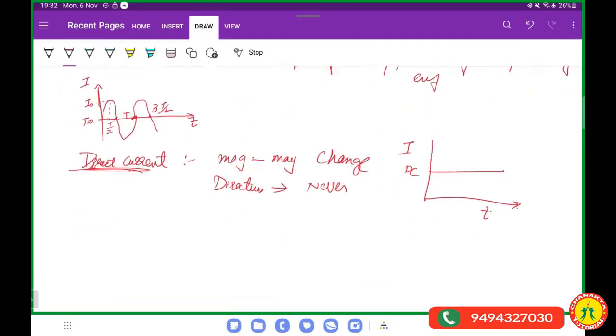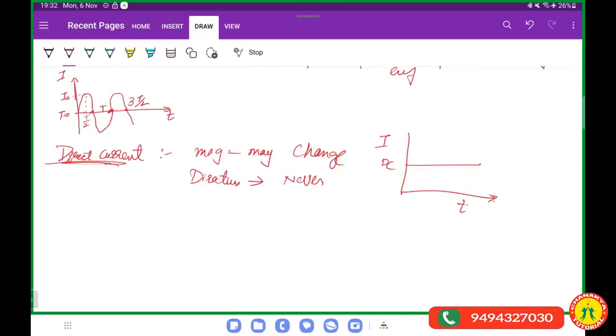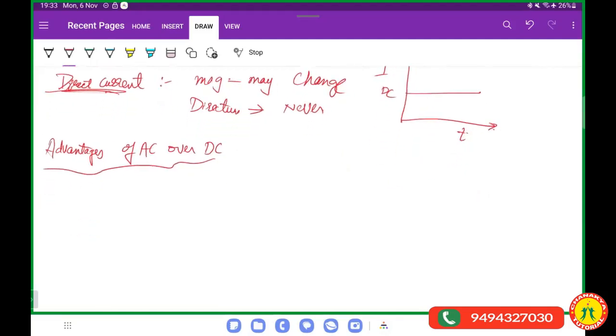Okay, so what is the advantage of these two? What's the advantage? Something.